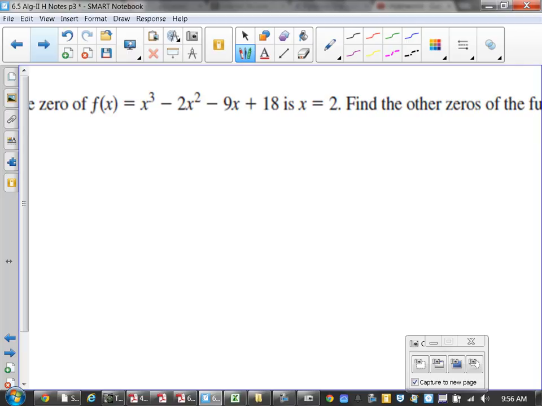Here, Emma, this is what you were just saying. You only have to solve for the other ones. This question is giving you one of the zeros. Find all the other zeros. Which means you're going to factor it all the way down and find all the rest of the zeros.